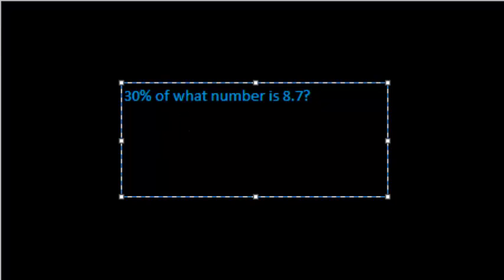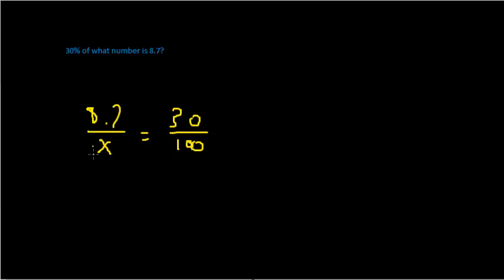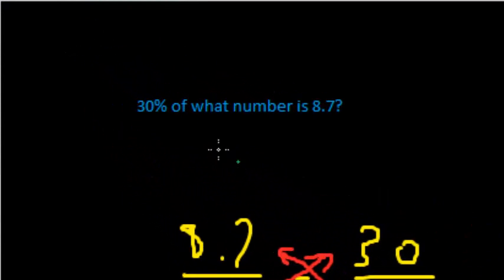We solve it the same way that we've been solving it. 8.7 over our unknown is equal now to 30 over 100. You know, as our percent over 100, our is over our of. Cross multiply to solve. We have 30x equal to 100 times 8.7, 870. Rearrange this as x equals 870 over 30. So x equals 29. So 30% of 29 is 8.7. Let's put this to use.